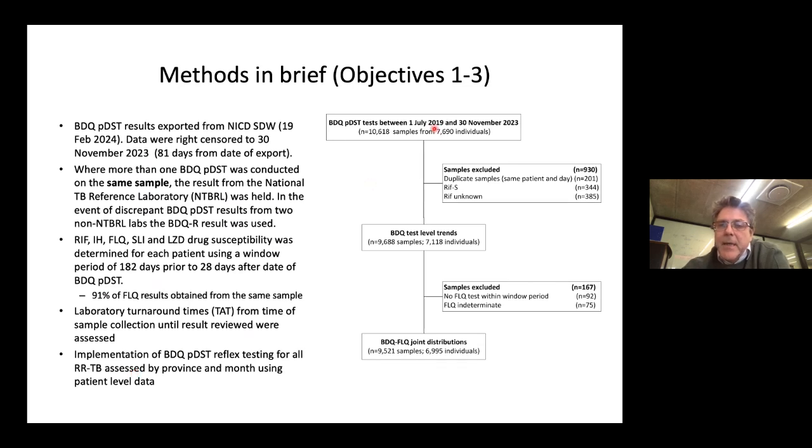So we started off with just over 10,000 samples for bedaquiline PDST. We ended up excluding some of these. Some of these were RIF-S or RIF unknown, and about 200 patients had duplicate samples, same patient, same day, same result, so the duplicates were dropped. Turning to the bedaquiline test level results, we had 9,688 results. But then we had some for whom we could not find a fluoroquinolone test window, for whom fluoroquinolone susceptibility was excluded or indeterminate. And so we landed up with just over 9,500 samples with both a bedaquiline and a fluoroquinolone result for joint distributions.